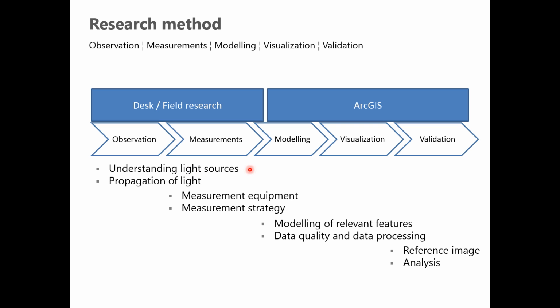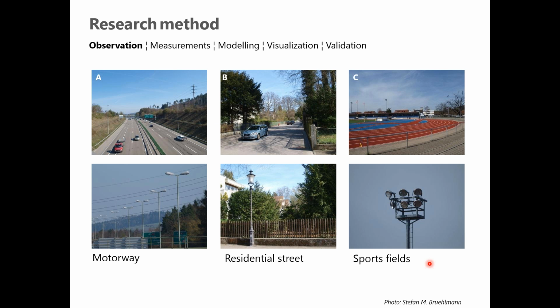In the desk and field research, I went out to see what light sources are there. I had to understand the propagation of light. I did some measurements, then I did some modeling with the measurements I took. I visualized it and came up with a map which I validated against the reference image, which I still had to find. So this was the observation part, going out and seeing what lights are there.